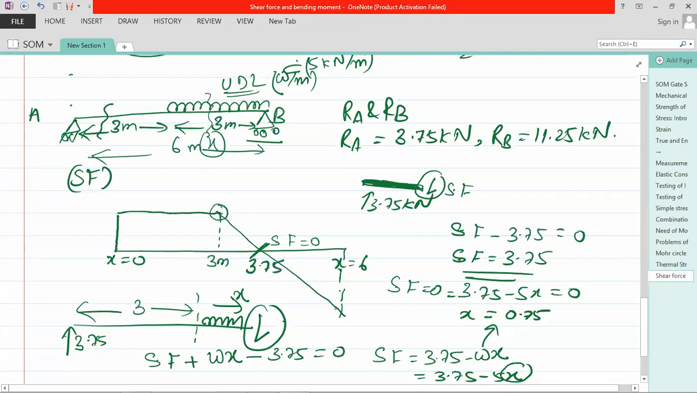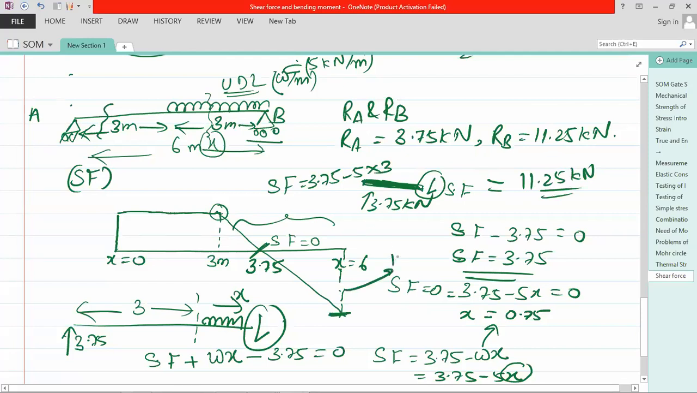Now this will decrease. And what is the shear force at this point? This is the maximum shear force, and this is equal to SF is equal to 3.75 minus 5 into, this is again 3. The whole length after this is 3. So this will come as 11.25 kilometer. So this value is 11.25 kilometer.